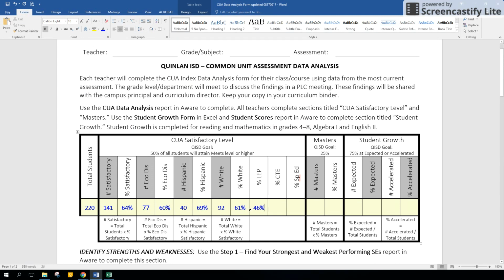So as we're doing each one of these percentages, we're thinking, did this subgroup meet the goal? Did all students meet the goal? Did EcoDis meet the goal? Did Hispanic meet the goal? Did white meet the goal? Did LEP, did CTE, did SPED meet the goal?